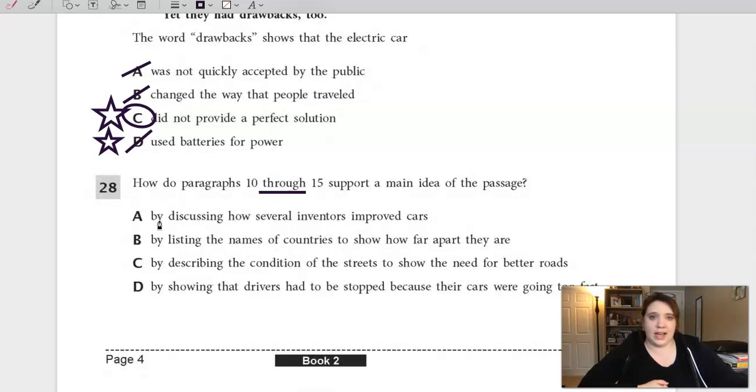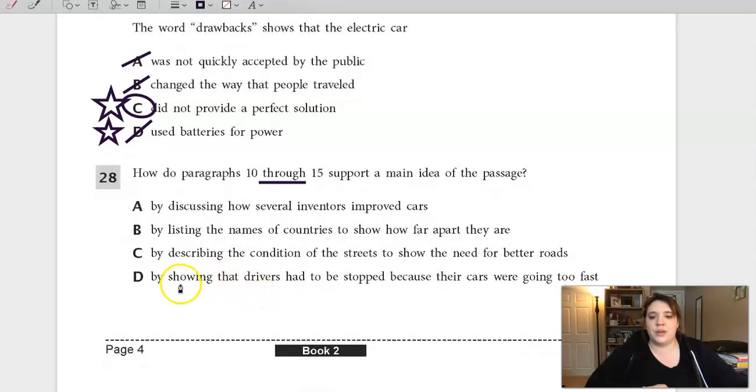Before I say yes or no to any of them, I have to read all of them first. I need to go slow, myself. So how do paragraphs 10 through 15 support the main idea of the passage? Well, it can do it by discussing how several inventors improved cars, by listing the names of the countries to show how far apart they are, by describing the condition of the streets to show the need for better roads, or by showing the drivers had to be stopped because their cars were going too fast.